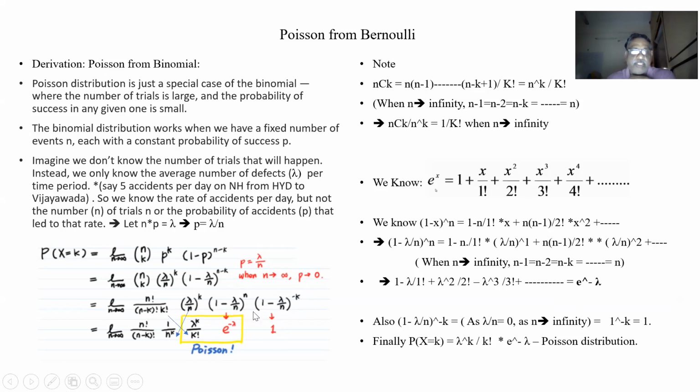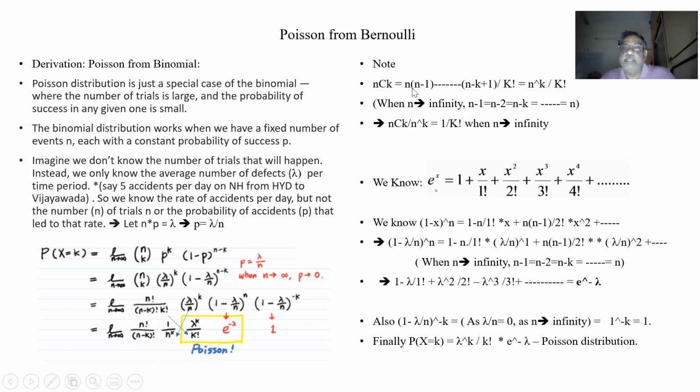Now this factor we'll see separately. Here lambda to the power of k I am keeping as it is. This n to the power of k is brought here. Here k factorial is brought here. So my lambda to the power of k by k factorial has come from these two. Now n factorial by n minus k factorial into 1 by n to the power of k. Let us see this. What is this? This value should be 1. Let us see.